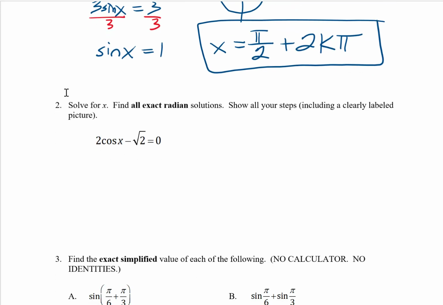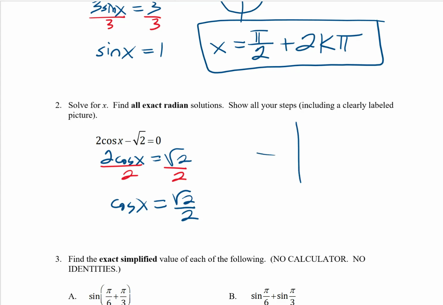Problem number 2 is similar. We'll get that cosine x by itself, so move the root 2 over to the other side and then divide both sides by 2. I have here cosine x equals root 2 over 2. That's one of our familiar ratios. That's how I'm going to be able to do this one by hand and give an exact answer.